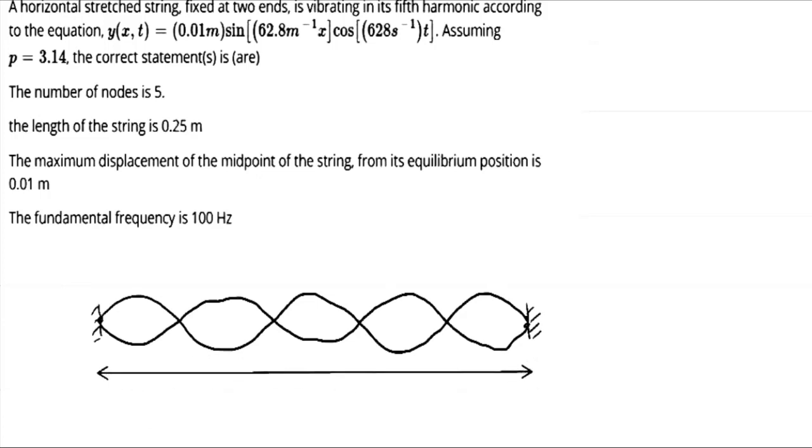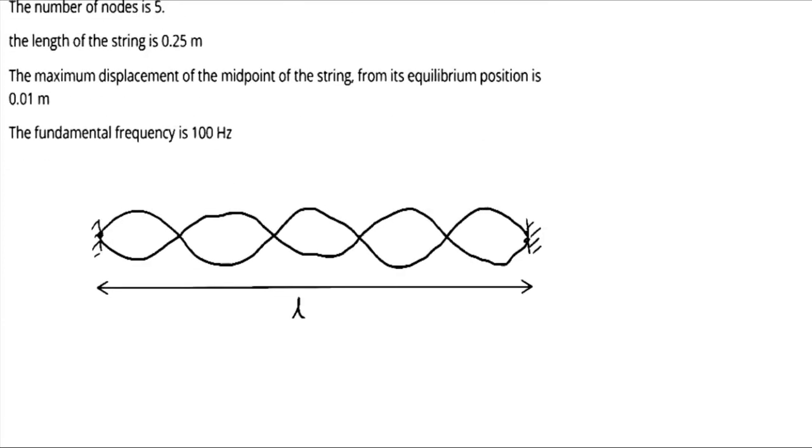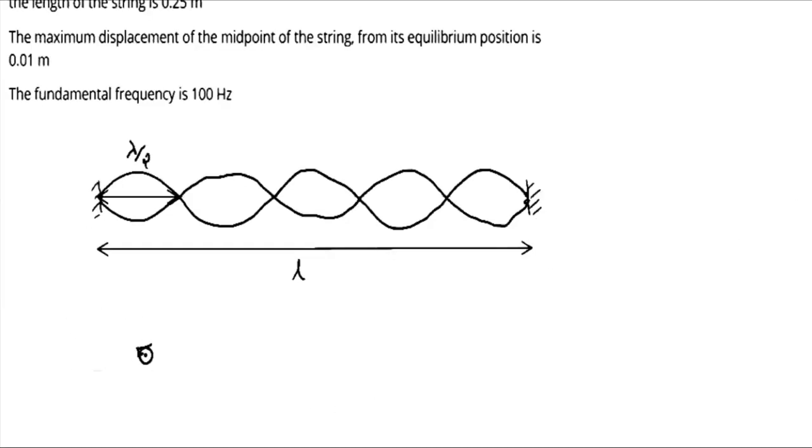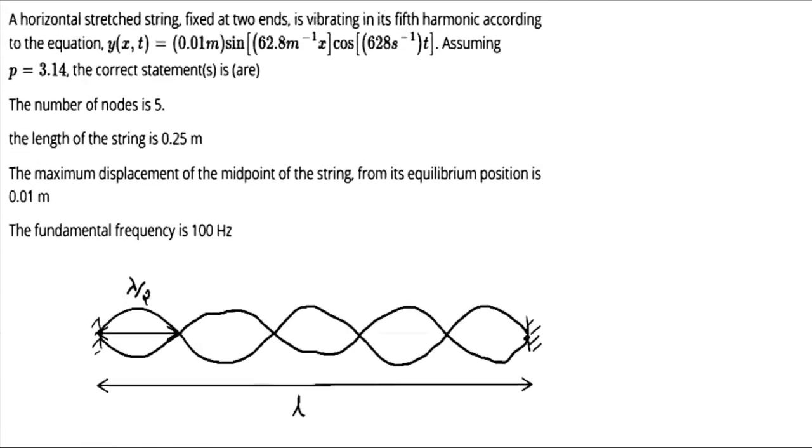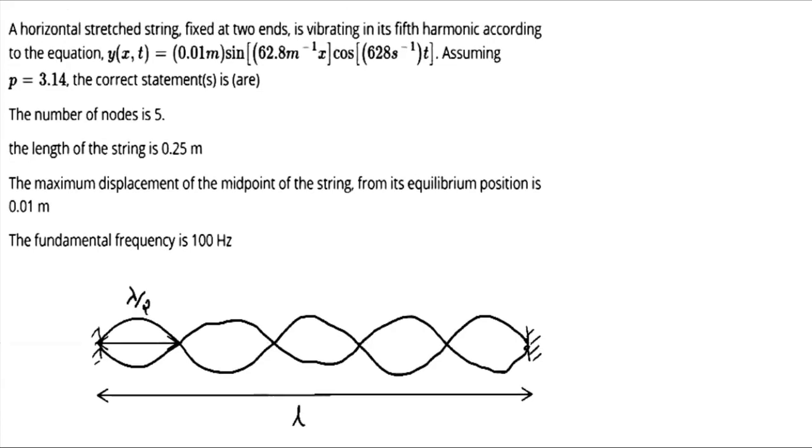So this will be our L, and we know that the distance between two nodes is nothing but lambda by 2. So this distance will be lambda by 2. How many nodes are there? 1, 2, 3, 4, 5. So the total distance will be 5 lambda by 2, and it will be equal to the length of the string. From here we can easily calculate the length of the string, and we can easily check our second option.